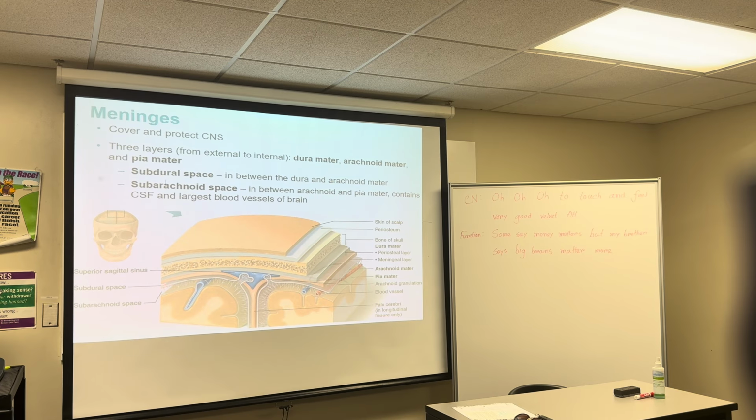So you have this arachnoid mater. Between the arachnoid mater and the pia mater, you have the space which is called the subarachnoid space, which is filled with the cerebrospinal fluid. And then you have the arachnoid mater and the dura mater. Between that, you have a space called the subdural space. It is between the dura and the arachnoid mater.